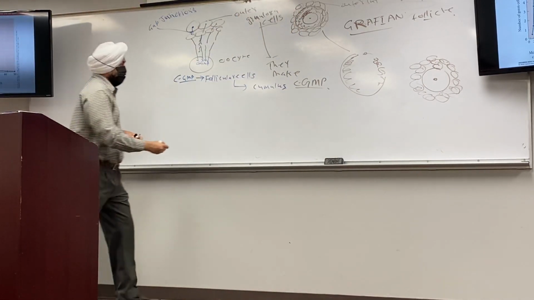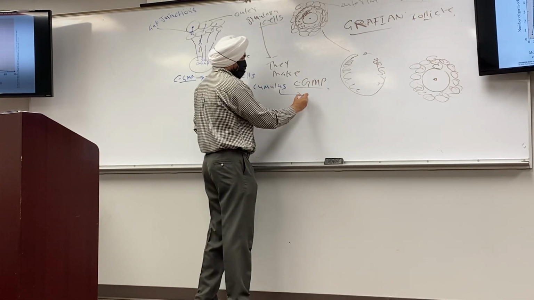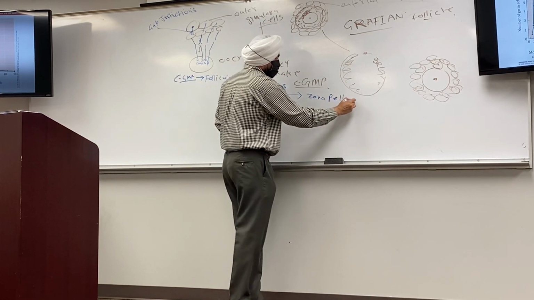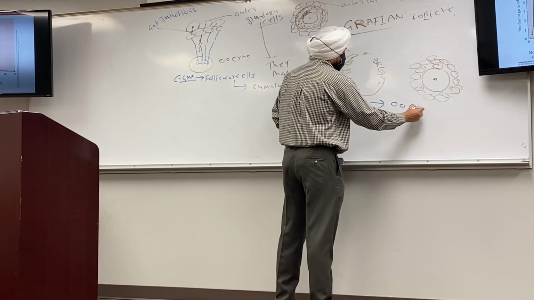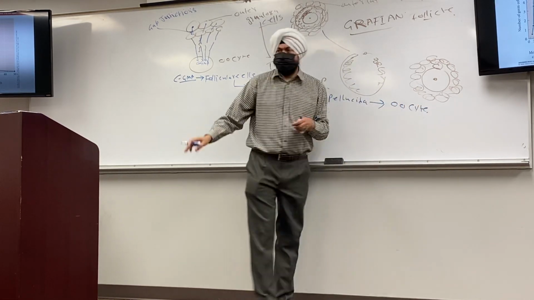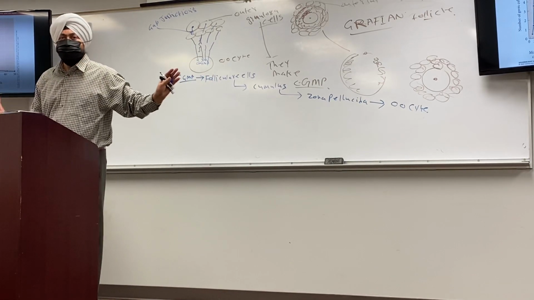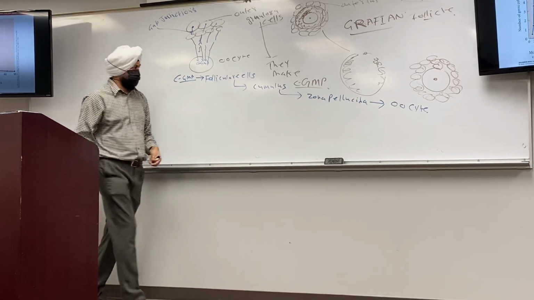So from the follicle cell, it enters the cumulus, from the cumulus it enters the zona pellucida, from the zona pellucida it goes to the oocyte. There should be no confusion here now, right? Okay, then what does cyclic GMP do?